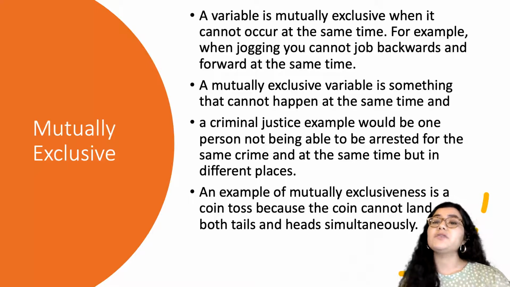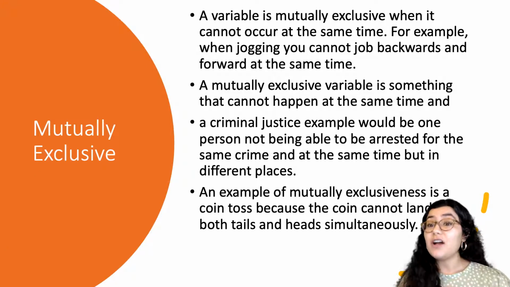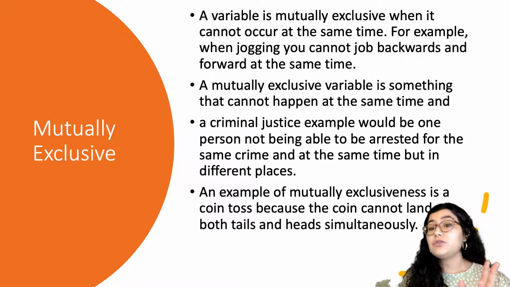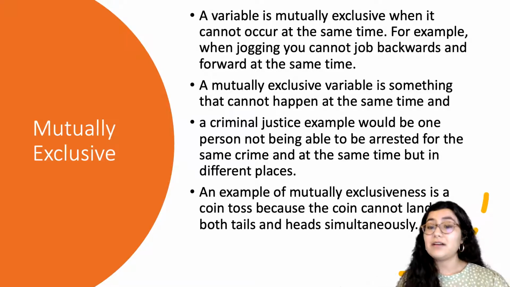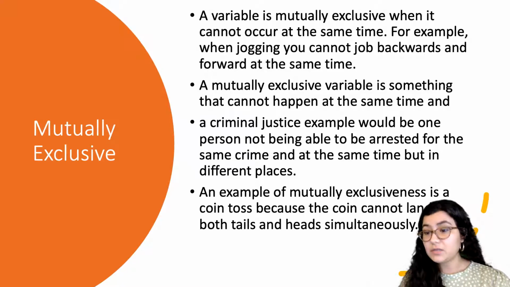So a variable is mutually exclusive when it cannot occur at the same time. For example, when jogging, you cannot jog backwards and forwards at the same time. A mutually exclusive variable is something that cannot happen at the same time. And a criminal justice example would be one person not being able to be arrested for the same crime at the same time, but in different places, right?